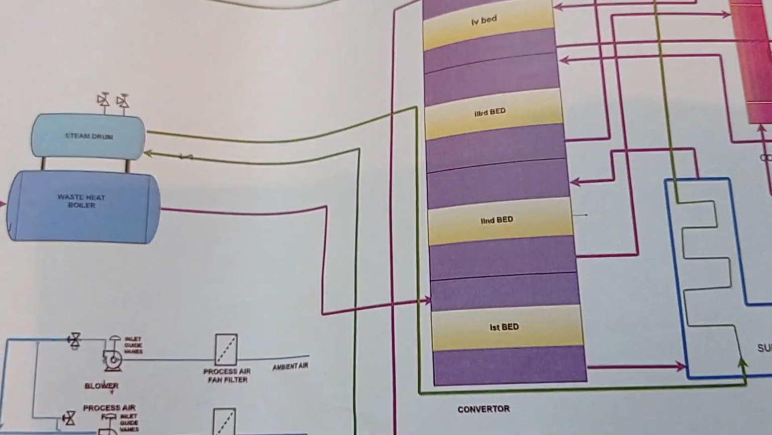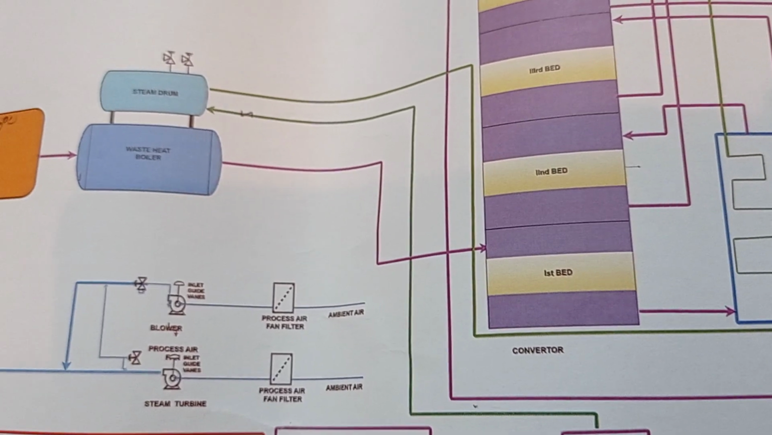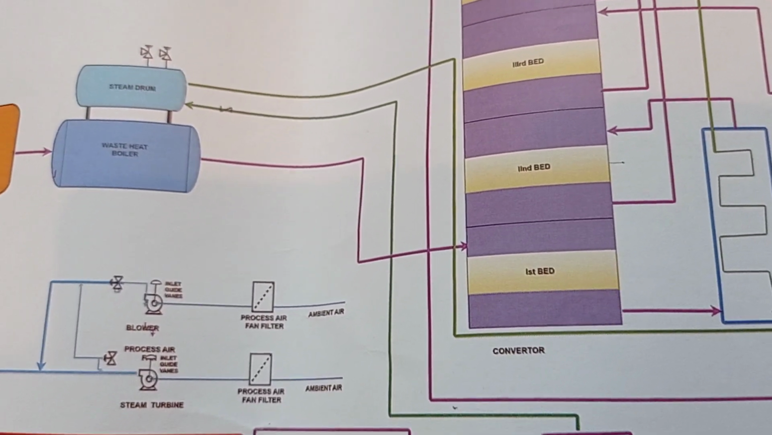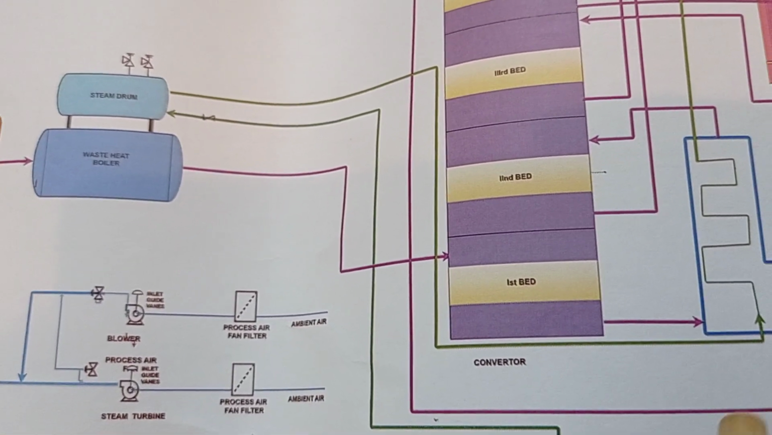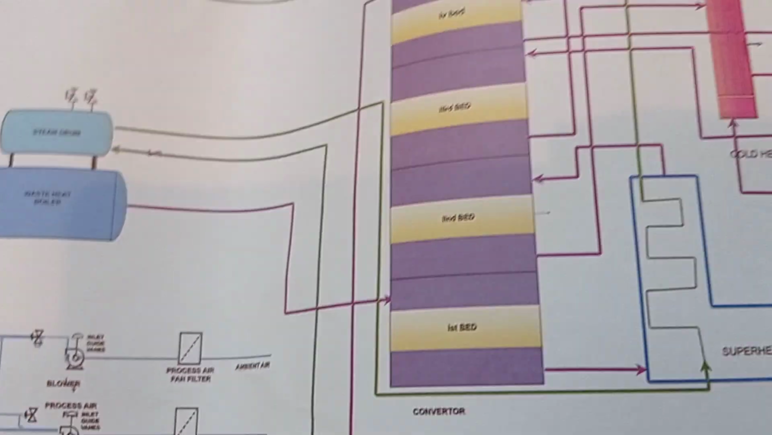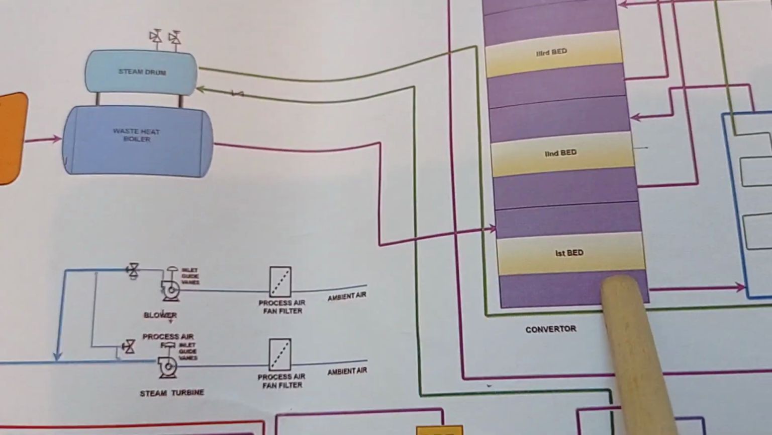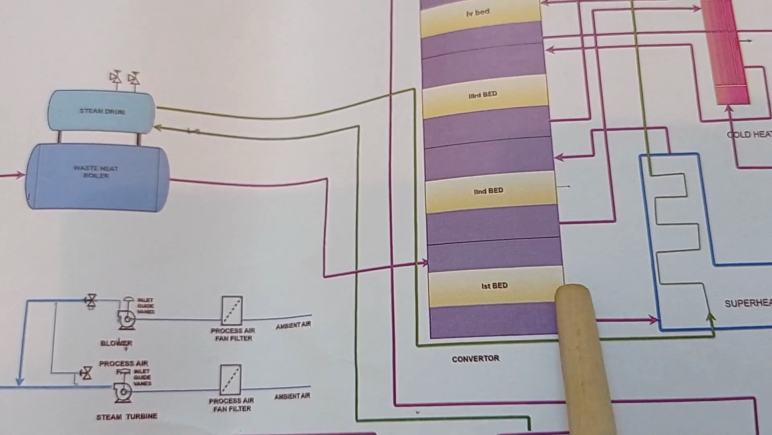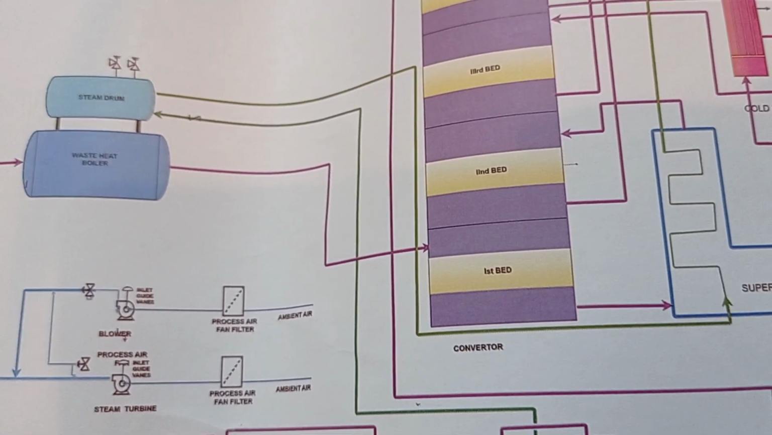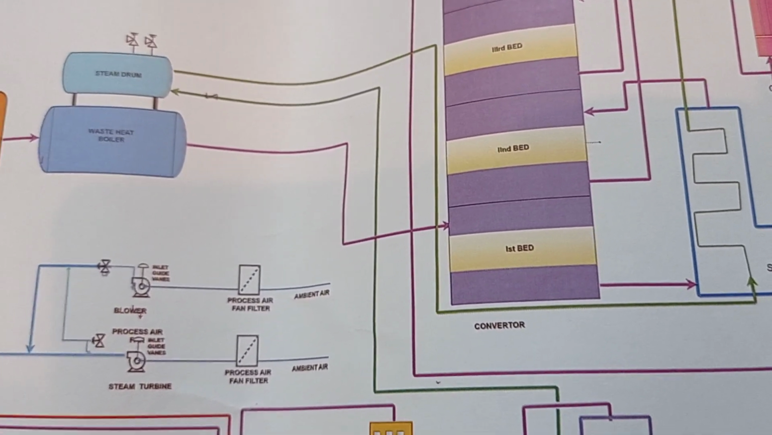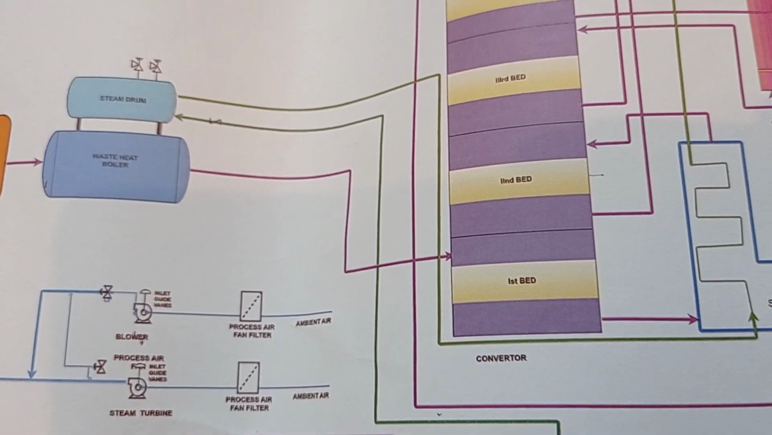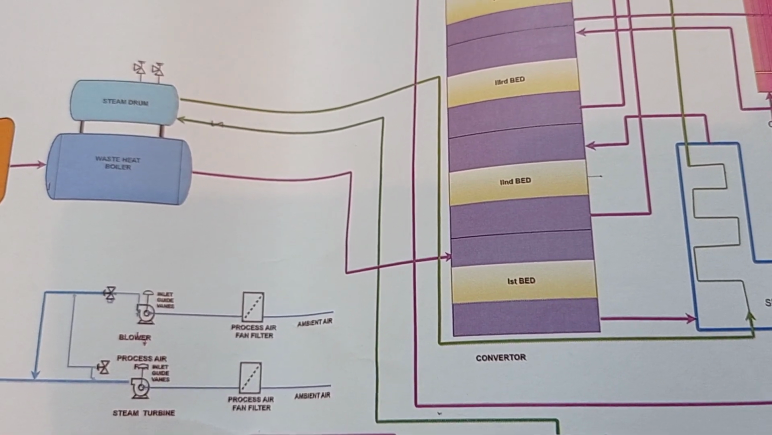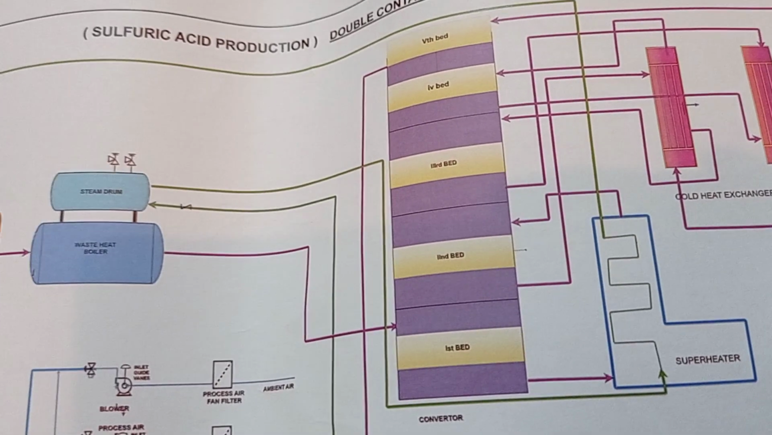After that, from the waste heat boiler, we reduce the temperature to 420. After that, it goes to the converter, first bed, and from the first bed it goes to the heat exchanger. And when it goes to the first bed, we have vanadium pentoxide, V2O5, catalyst in the converter bed.